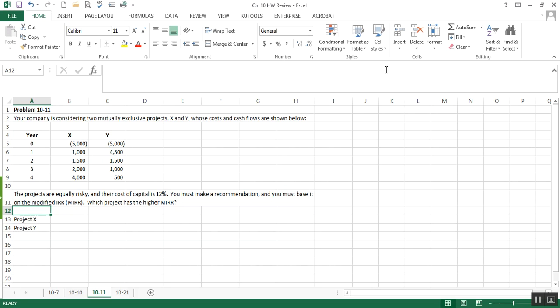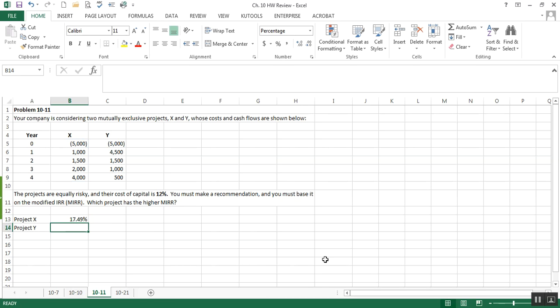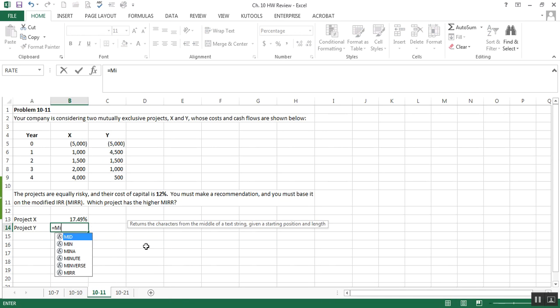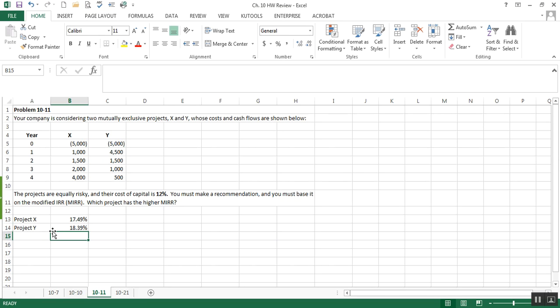Okay, so let's take a look. This is fairly straightforward. You would use the MIRR formula, looking at all of the cash flows, and our finance rate and reinvestment rate, you'll remember, is the same as the cost of capital for both of those. So Project X would have a MIRR of 17.49%, and Project Y would have an MIRR of 18.39%. So because they're mutually exclusive, we would choose the one with the higher MIRR, which in this case would be Project Y.